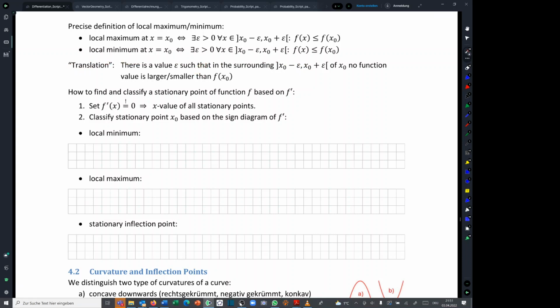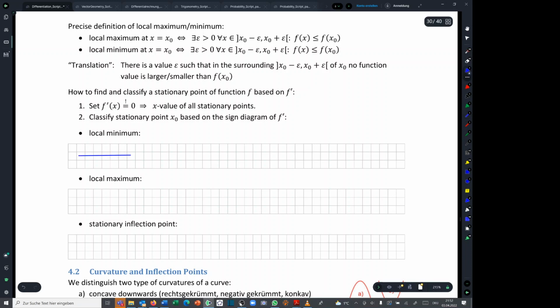Let us look at one last thing. That's namely how to find and classify stationary points of a function f based on f dash, and that's something we're going to do on and on. So it makes sense to look at that closely. So the first step, find the derivative and set it equal to 0, and in that way we find the x values of all stationary points. And then the question is, how can we classify these points, so as a maximum, a minimum, or as a stationary inflection point?